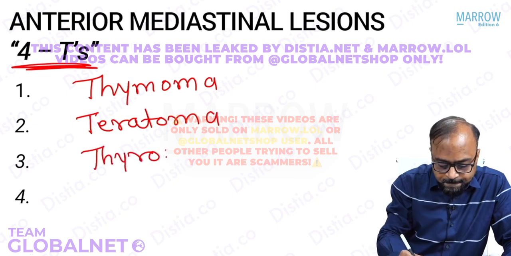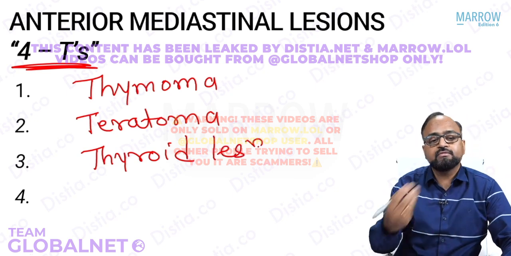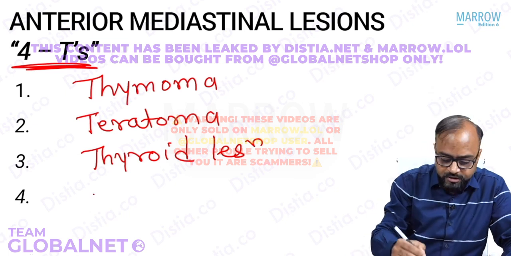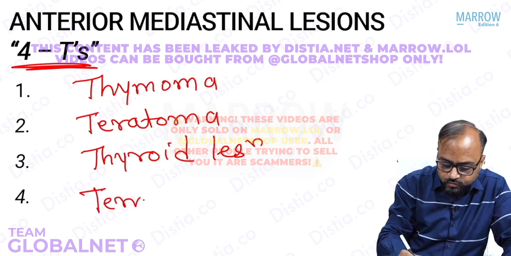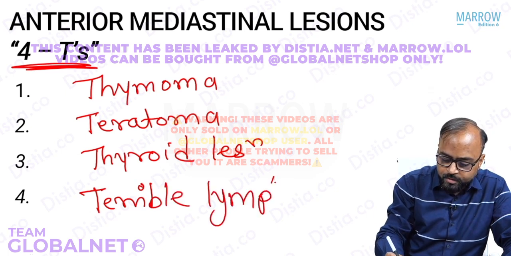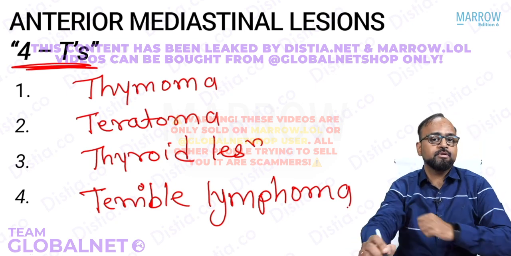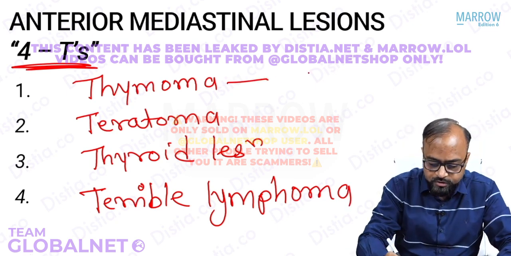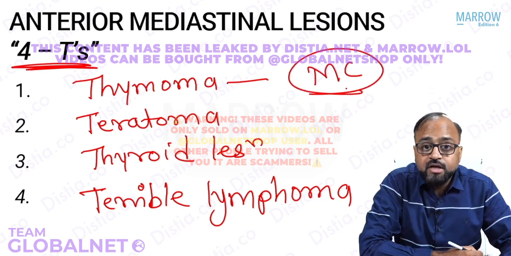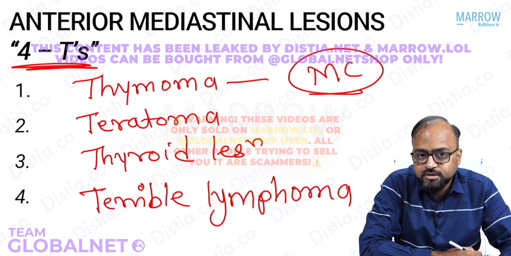We discussed this, right? Retrosternal extension of thyroid into the mediastinum can give rise to a mediastinal lesion, that is thyroid lesions. And it could be terrible lymphoma. So this will help you remember this, right? What are the most common anterior mediastinal lesions? Remember 4 T's. Thymoma out of this is most common, teratoma, thyroid lesions, and terrible lymphoma. So these are most common anterior mediastinal mass lesions.